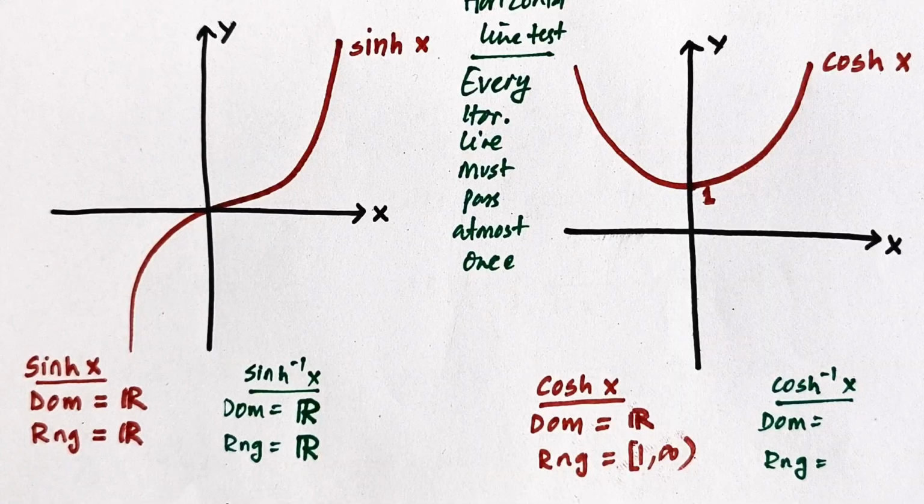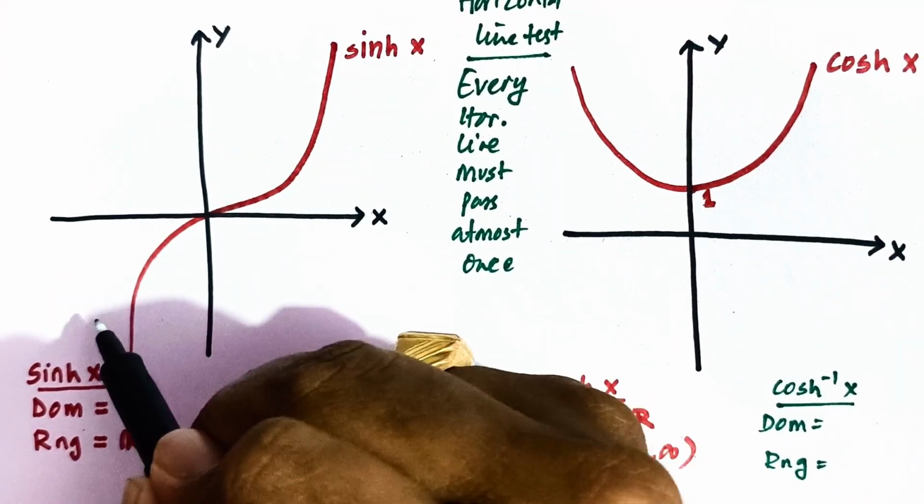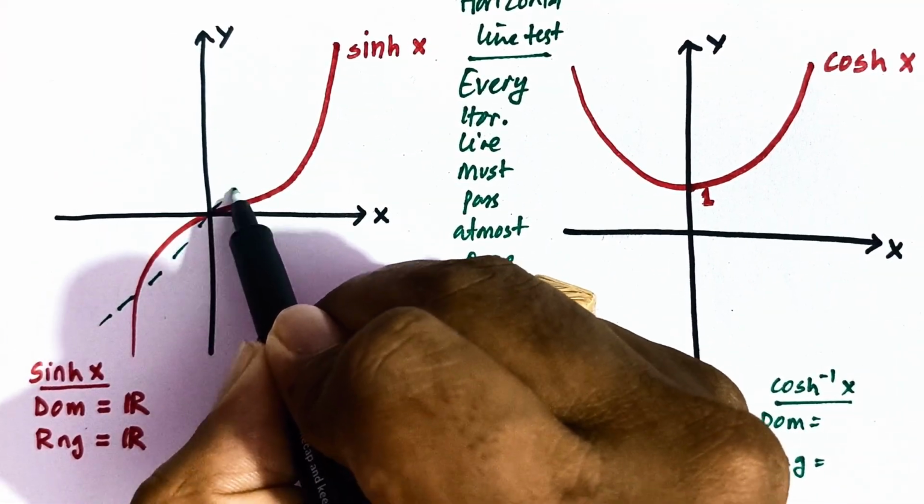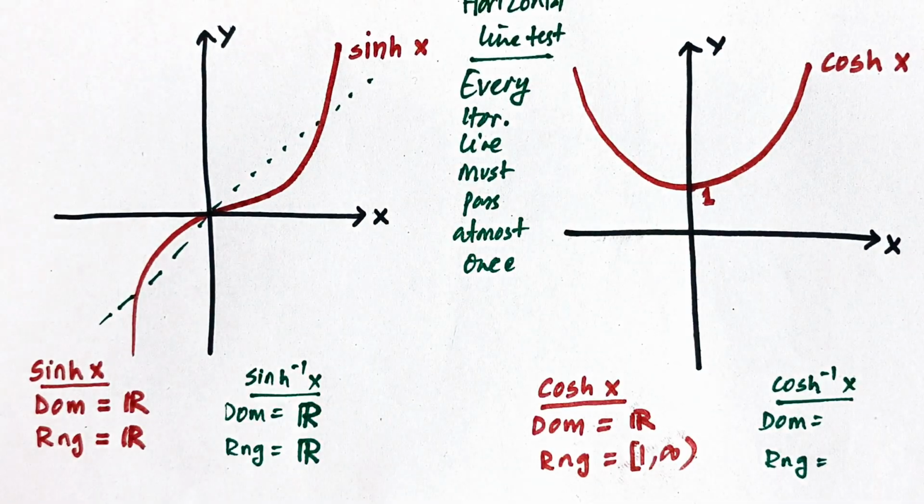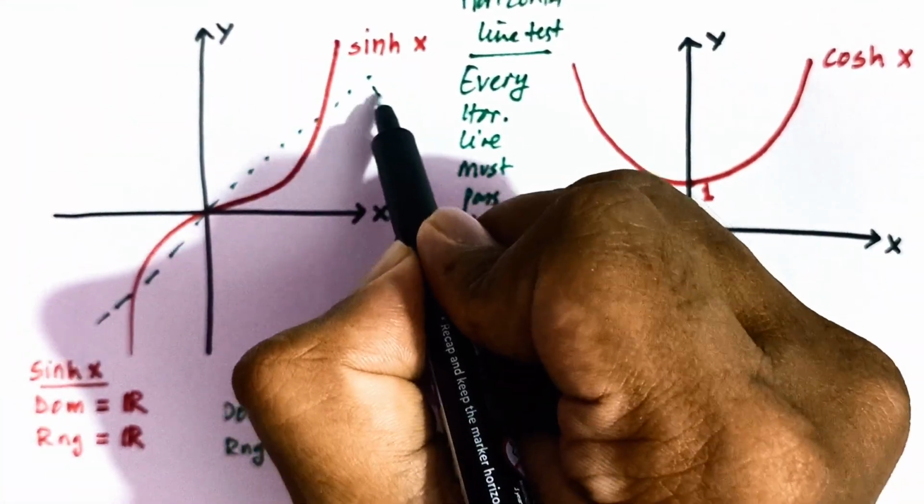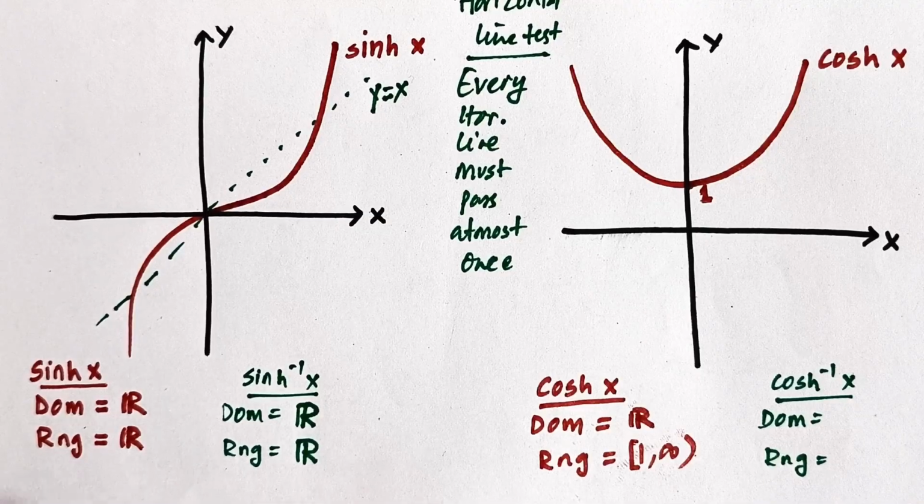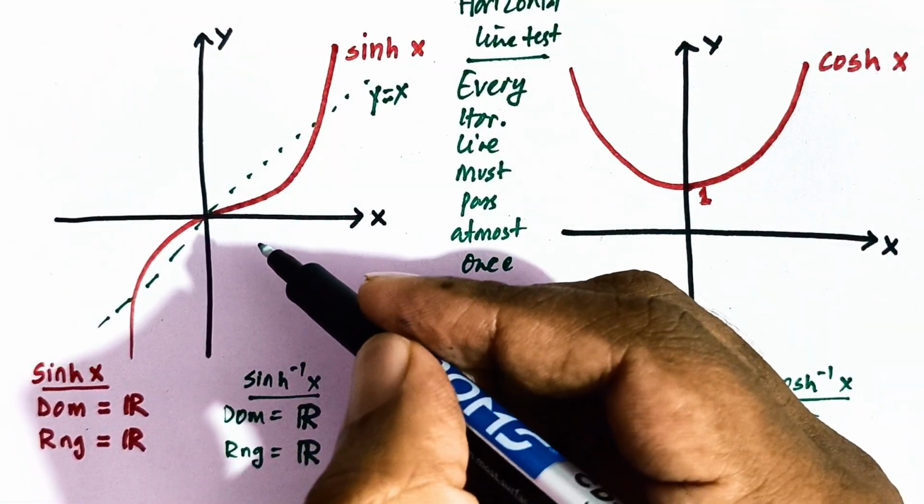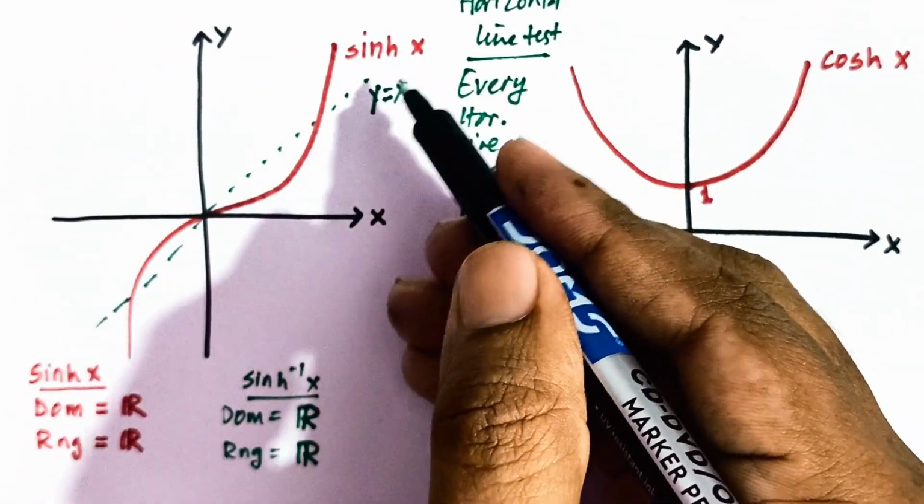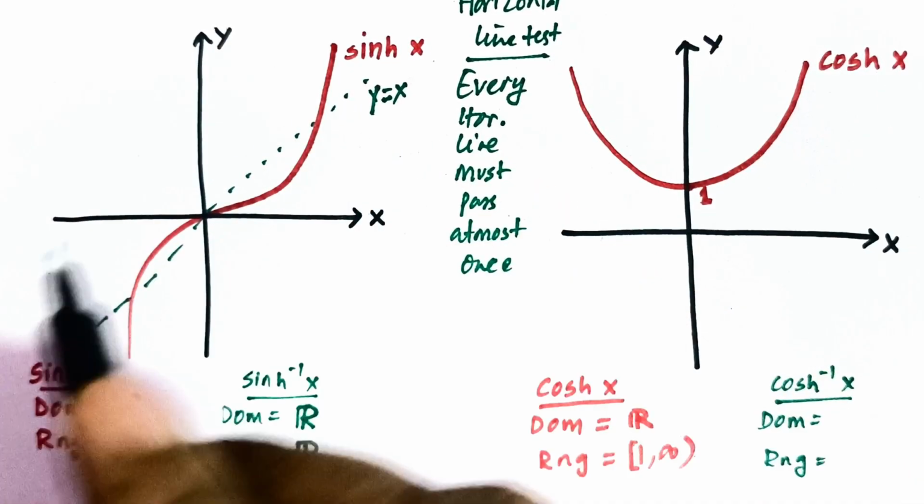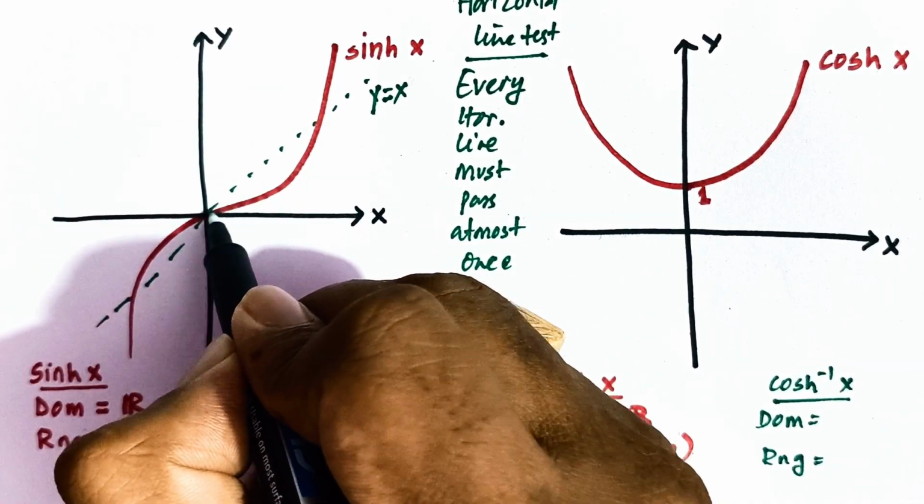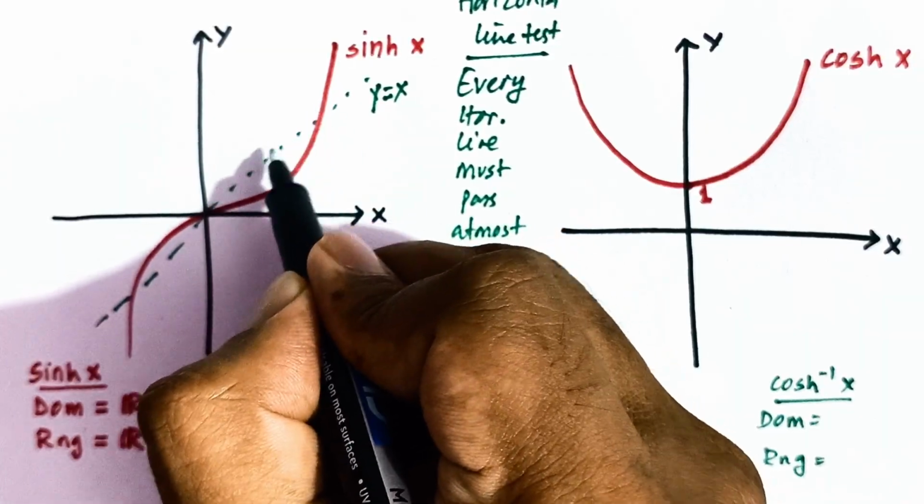Then what is the graph? The graph of the inverse function is the reflection of the graph, treating y equals x as a mirror. Here we have y equals x. y equals x is a line that passes through the origin. So this is our y equals x line. To find the graph of inverse hyperbolic sine, we will just reflect the graph of hyperbolic sine, treating y equals x as a mirror. So we will just reflect this one with this as a mirror.